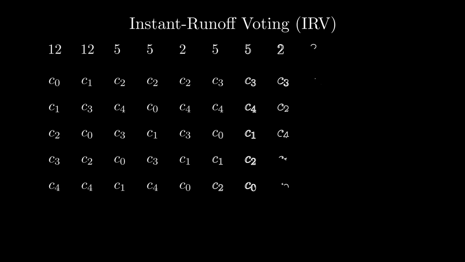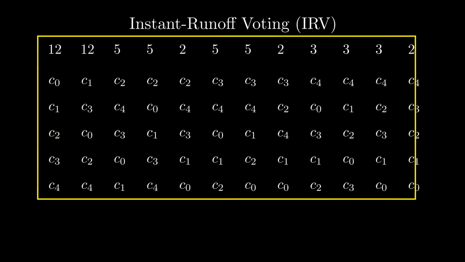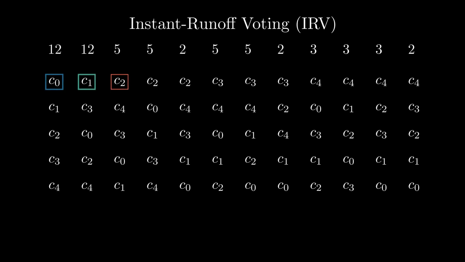Instant runoff voting is a voting rule used in many real-world elections. Let us see how it works on an example. Here we have 12 voters who rank candidates C0 first, then C1, C2, C3, and C4. Similarly, other groups have different preferences. In the first round, each ballot counts as a vote for its top-ranked candidate.